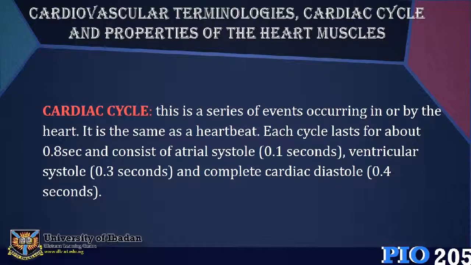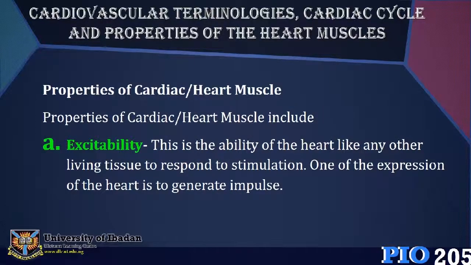Each cycle lasts for about 0.8 seconds and consists of atrial systole, 0.1 seconds, ventricular systole, 0.3 seconds, and complete cardiac diastole, 0.4 seconds. Properties of cardiac or heart muscle. Properties of cardiac or heart muscle include excitability.